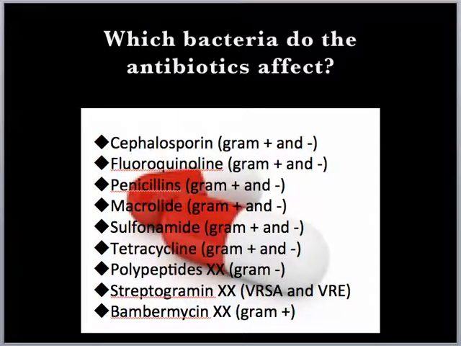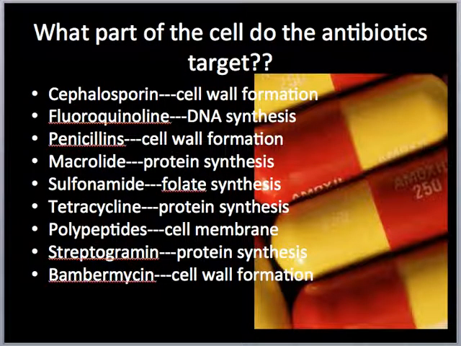Now, which bacteria do the antibiotics affect? We have a list of different antibiotics here showing how antibiotics affect gram-positive and gram-negative bacteria and which antibiotics can affect these. Now, here's some information on what parts of the cell these antibiotics target, showing different antibiotics and how they affect cell wall formation, DNA synthesis, protein synthesis, cell membranes, different things like that.